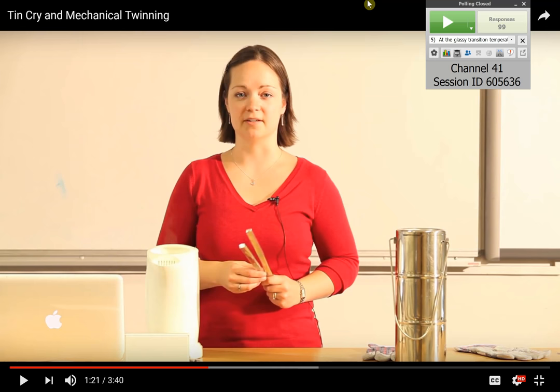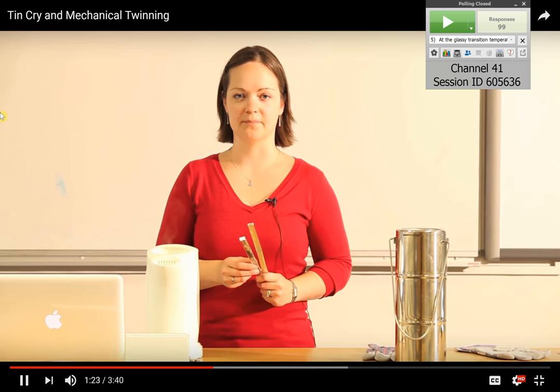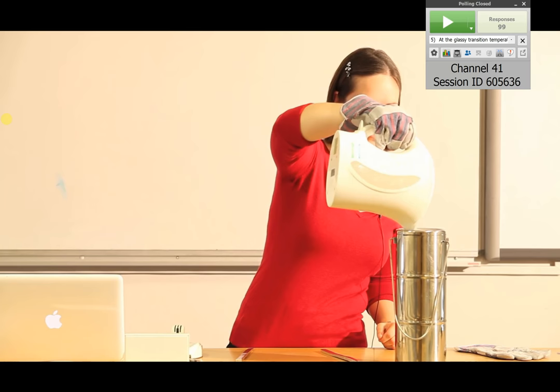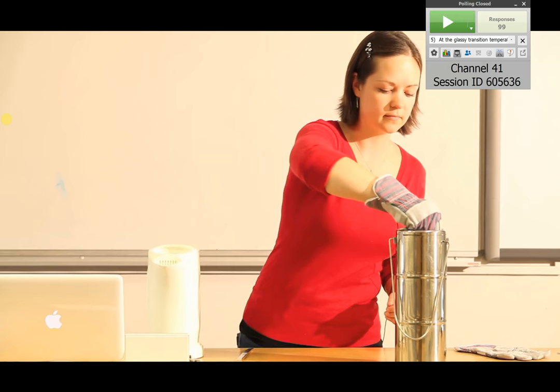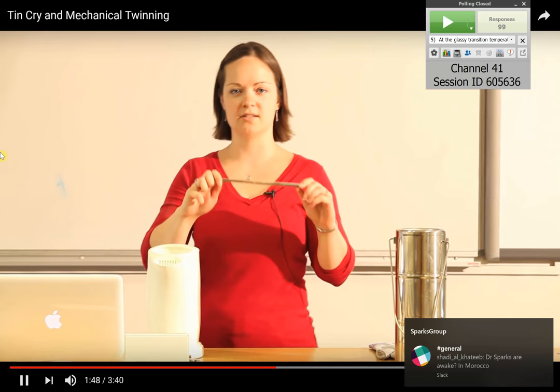And therefore favors deformation twinning. So I'm going to take one of these bars, and I'm going to heat it up using freshly boiled water. Just a little while, and in the meantime I'm going to take this bar that's just at room temperature and bend it, quite close to the microphone, and you should be able to hear why in a second.